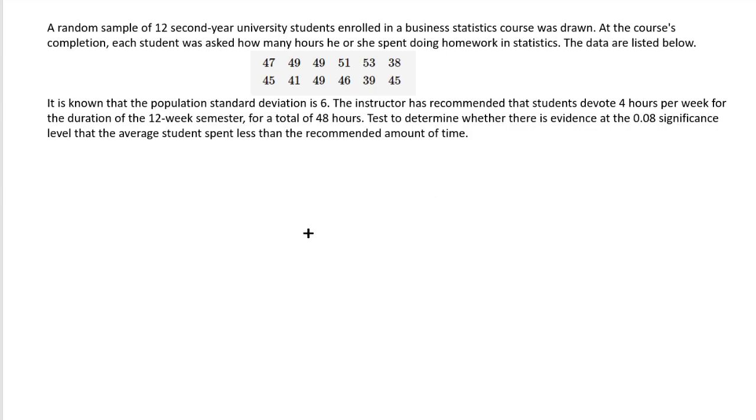A statistics instructor wants to know if the students were spending enough time doing the homework, and the instructor thinks it should be 48 hours. The collected sample shows all these numbers, some people more than 48, some people less than 48.